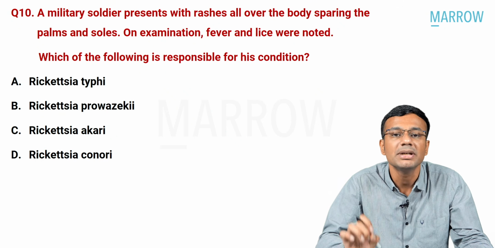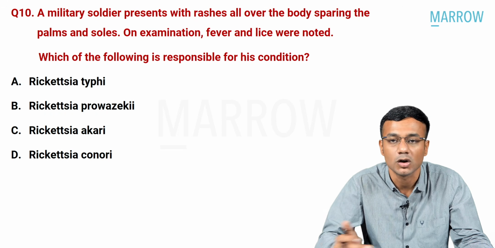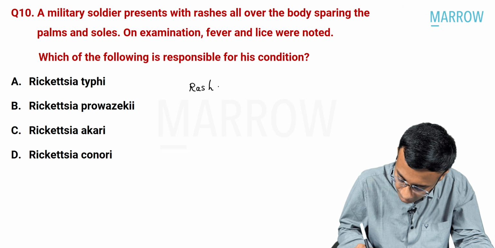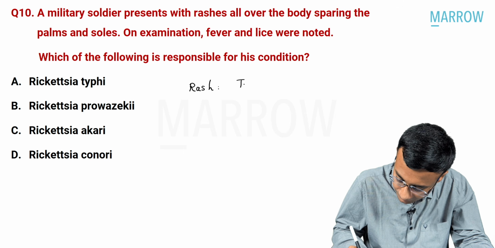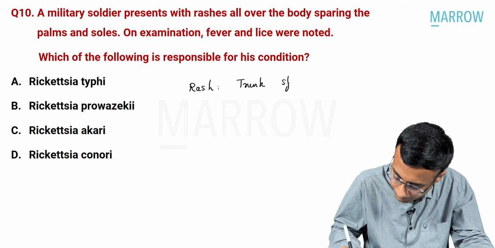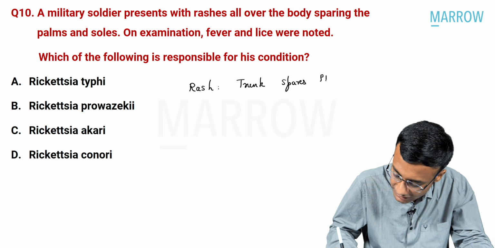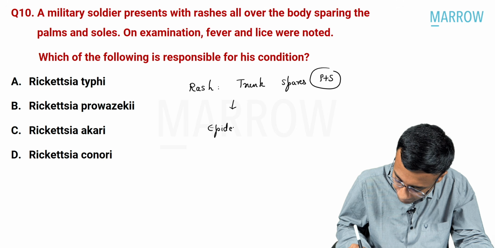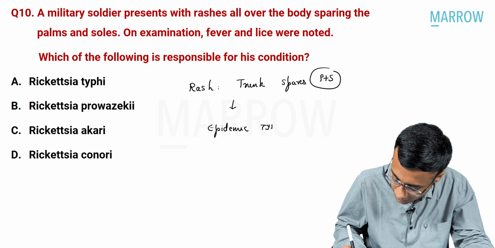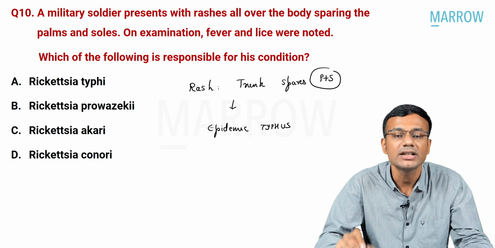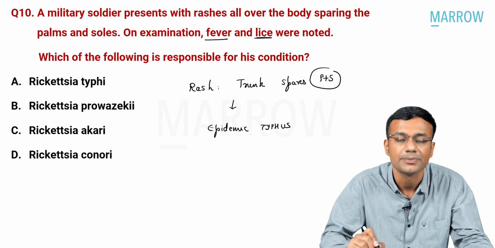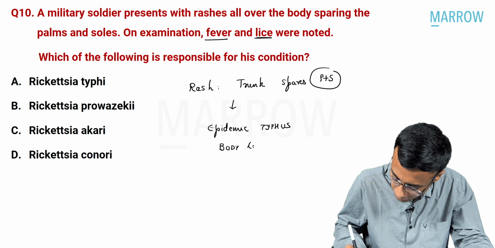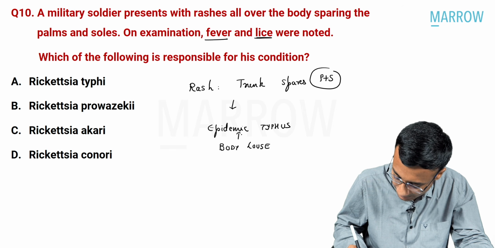Next question. A military soldier is presenting with rashes all over the body, sparing the palms and soles. When you're talking about a rash which involves the entire body, which spares the palms and soles, which important condition should we think of? We have to think of epidemic typhus. Now, what else is written in the question? It says, on examination, there is fever and lice are noted. So, lice noted on the body has to be body louse. So, this also is in sync because body louse can transmit epidemic typhus.